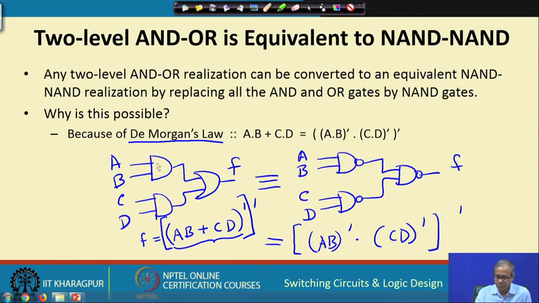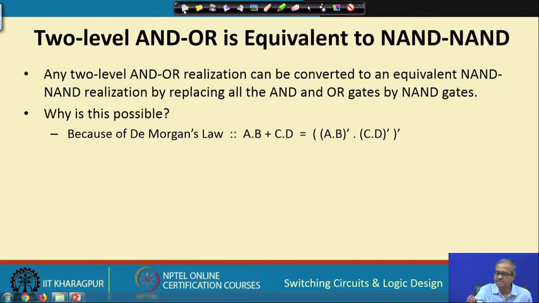So, if I have a 2-level AND OR circuit, I can blindly replace all the gates by NAND gates, not necessarily 2 gates, any number of gates can be there in the first level, okay? Because DeMorgan's law can be extended to any number of inputs, right. This is one very important observation you should remember, and a similar observation exists for OR AND circuits.